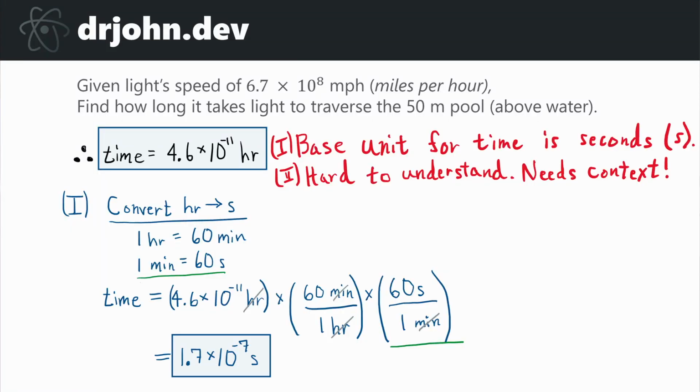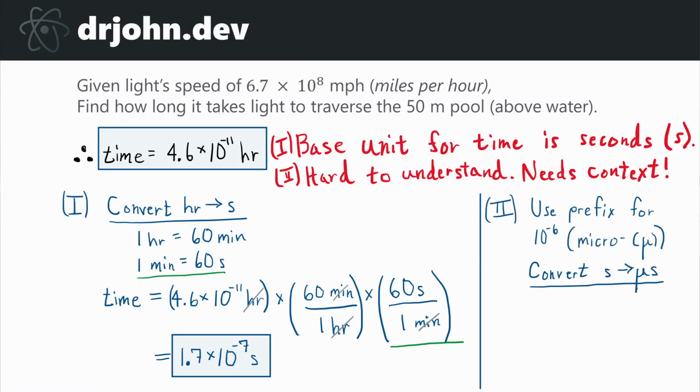We can use the 10 to the minus 6 prefix for micro, which is symbolized by the Greek letter mu, to convert seconds to microseconds. We do this again in the same manner. We know 1 second is equal to 10 to the 6 microseconds, so we can multiply our answer above by the ratio of 10 to the 6 microseconds over 1 second. This will effectively cancel the seconds and replace it with microseconds.